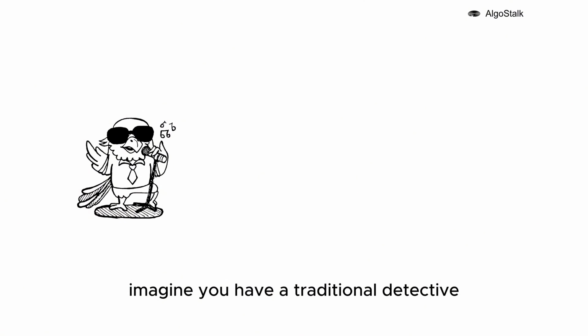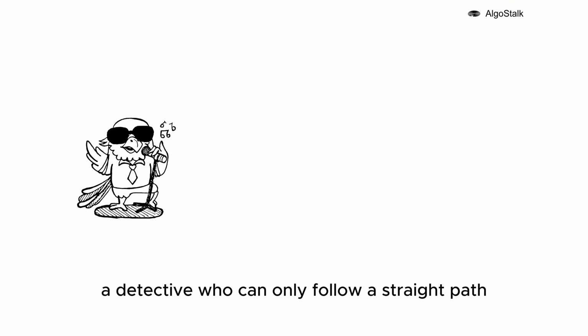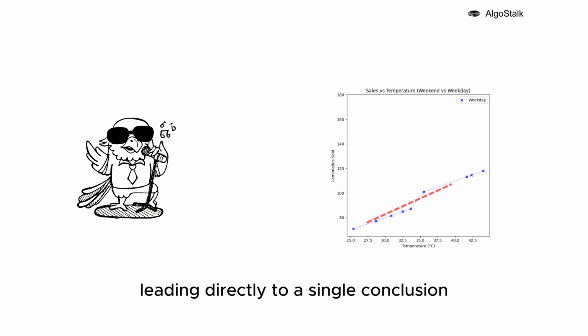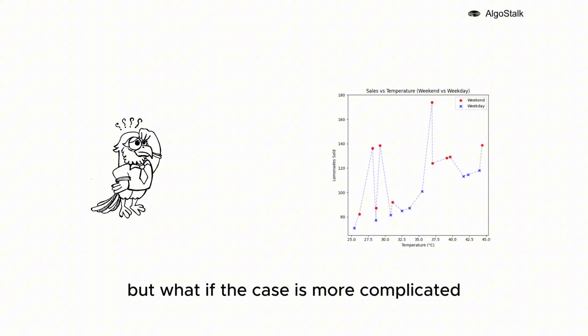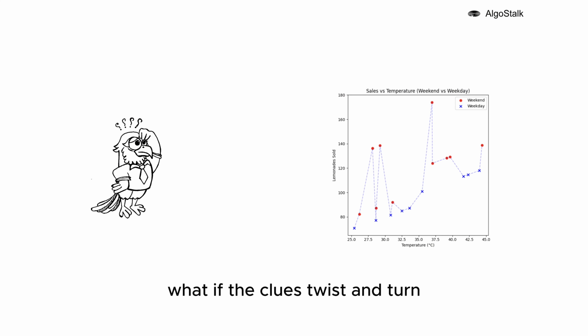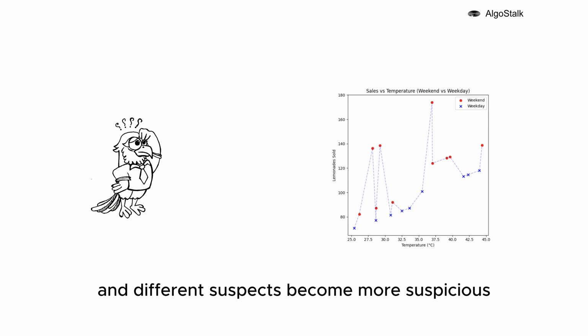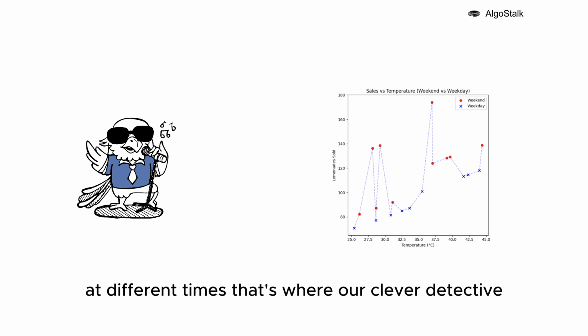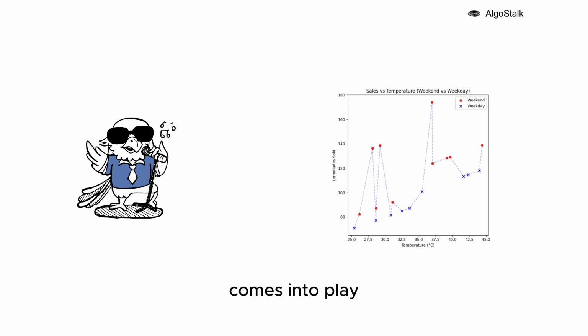Imagine you have a traditional detective, a detective who can only follow a straight path. They do great when all the clues line up neatly, leading directly to a single conclusion. This is like using a traditional model, such as linear regression, which assumes that all clues have a simple, straight-line relationship to the outcome. But what if the case is more complicated? What if the clues twist and turn, and different suspects become more suspicious at different times? That's where our clever detective, the decision tree regressor, comes into play.